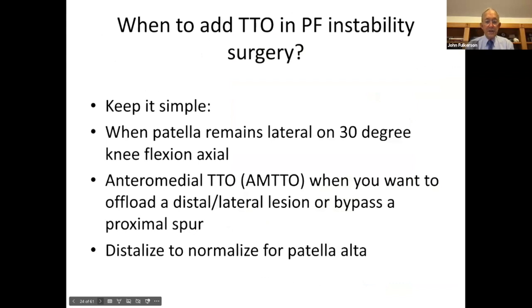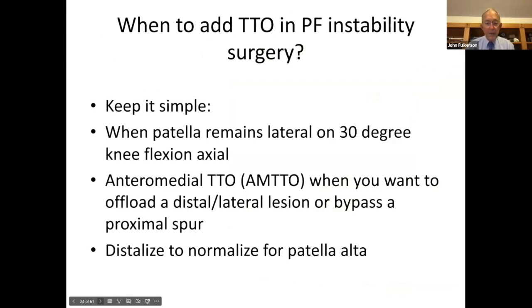So this is just a very simplified way of looking at it. It is a little too simple, but at least it's a baseline that kind of works for a lot of people. If the patella remains lateral on a 30-degree knee flexion axial, and again, that has to be an exact 30-degree knee flexion axial, not a sunrise view. So we work with our techs and we send anybody back who has more than 30 degrees flexion.